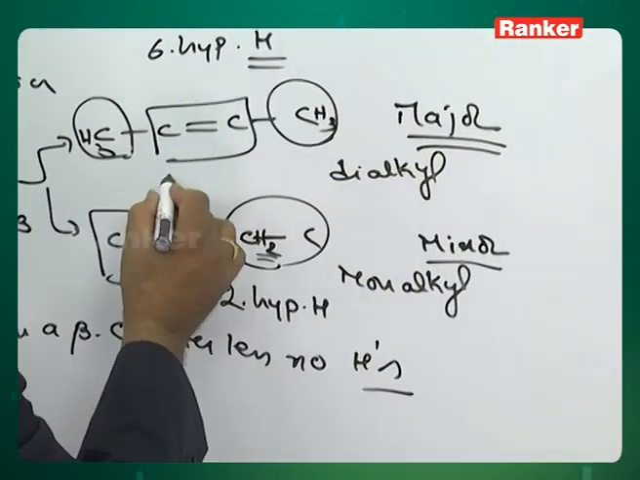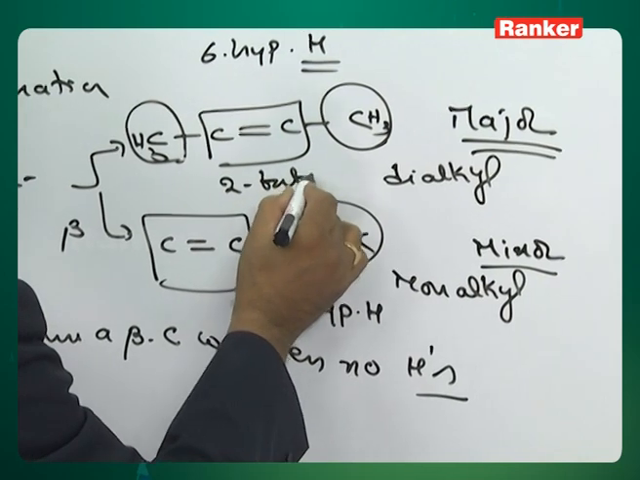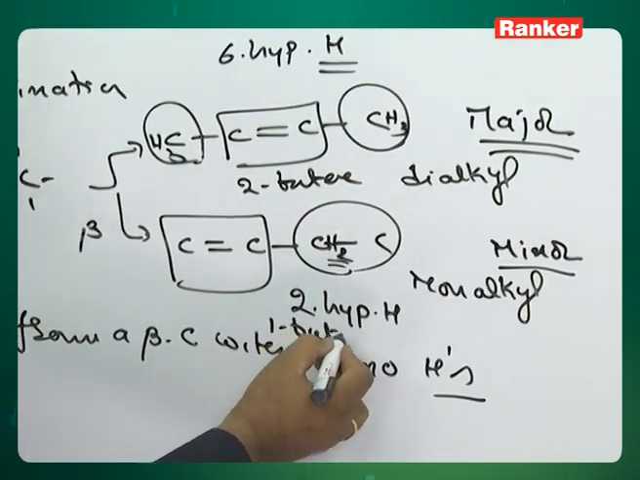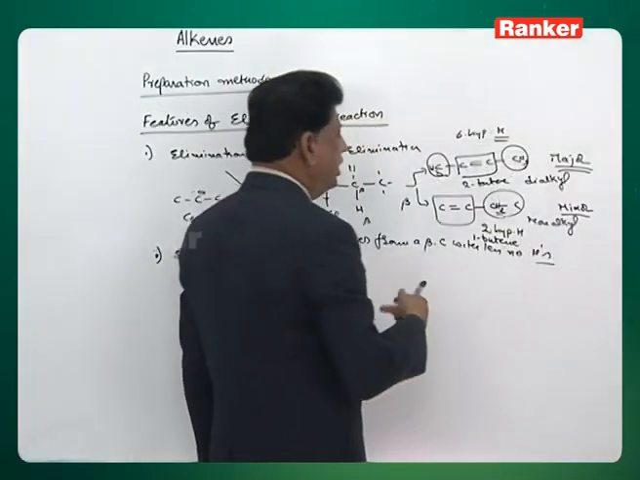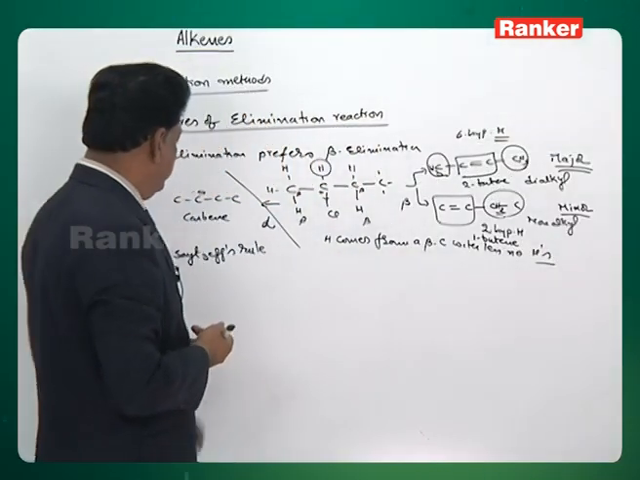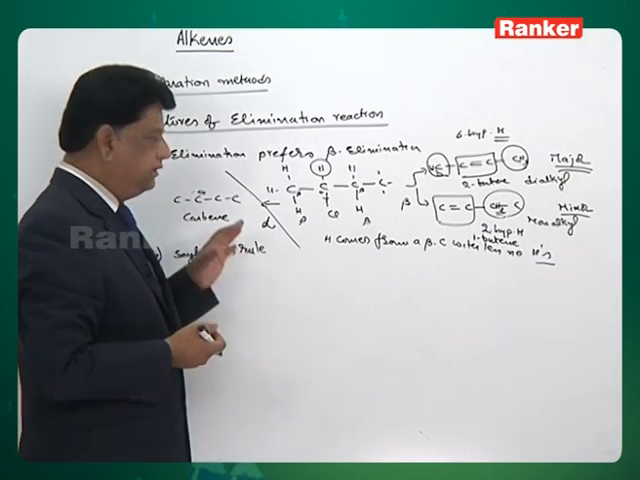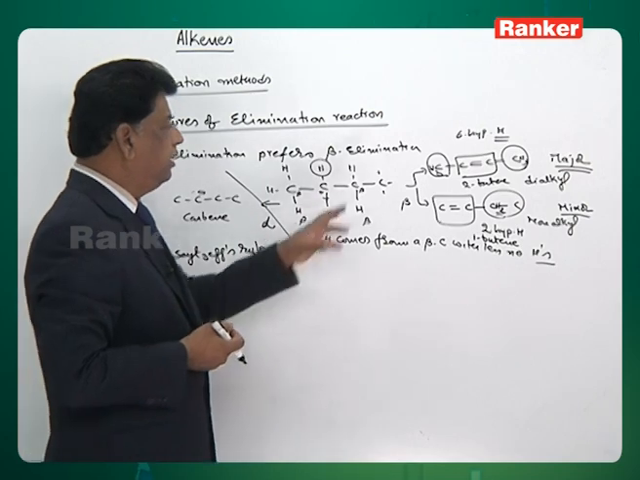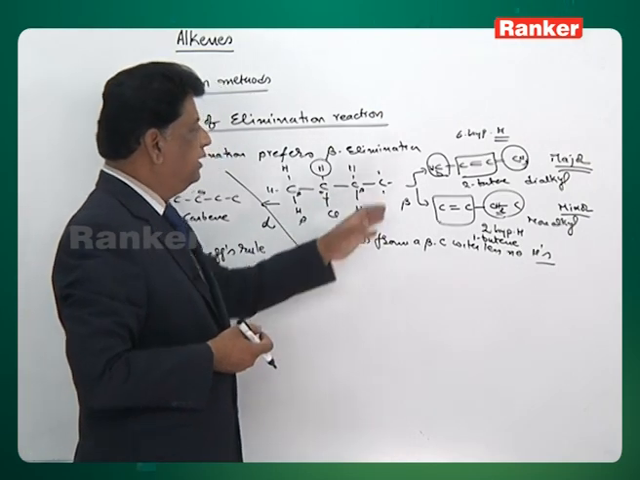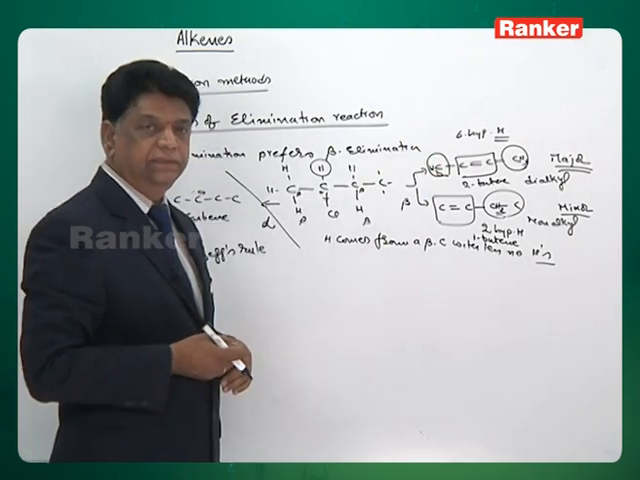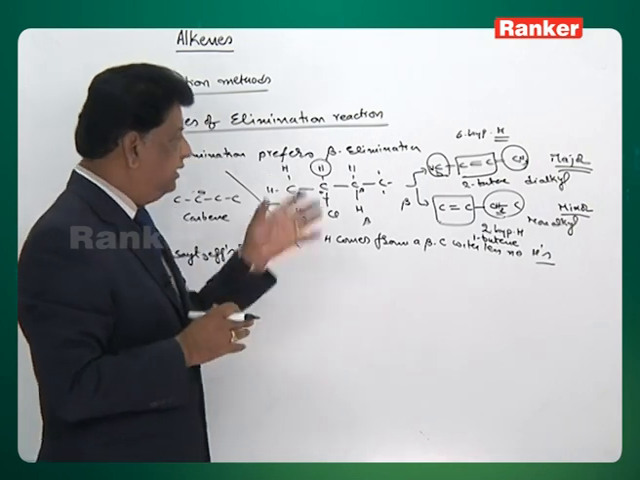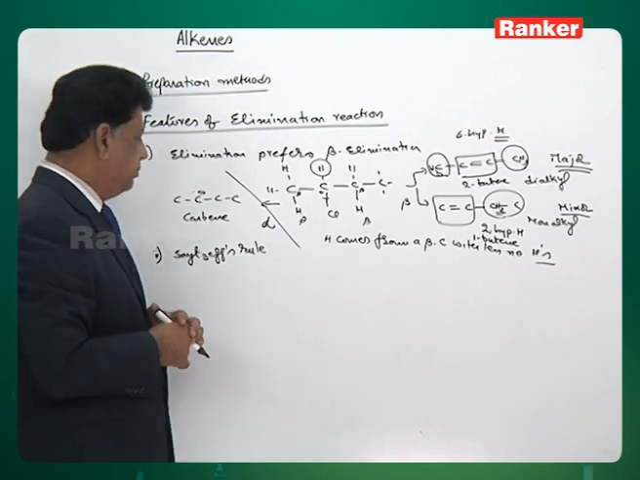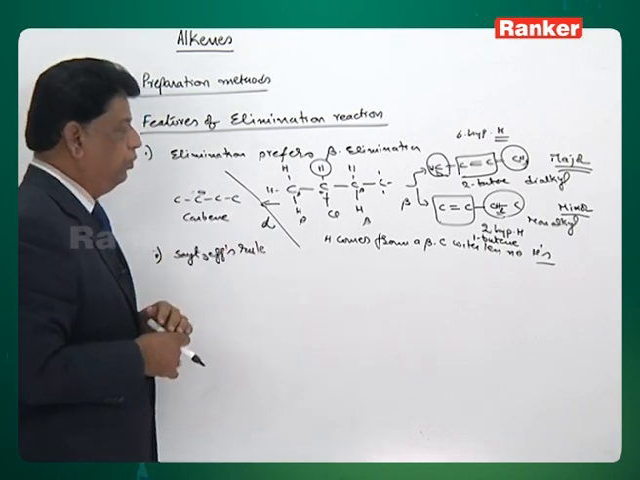So the major product is 2-butene. The minor product will be 1-butene. So both will be formed. As a whole, you can say 2-butene is formed in accordance with the Saytzeff rule. The background for this discussion is the product with 6 hyperconjugable hydrogens, and that is the reason we get 2-butene as the major product. This is what the Saytzeff rule says, right.